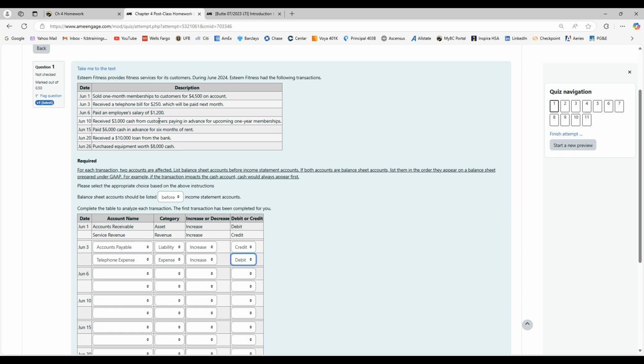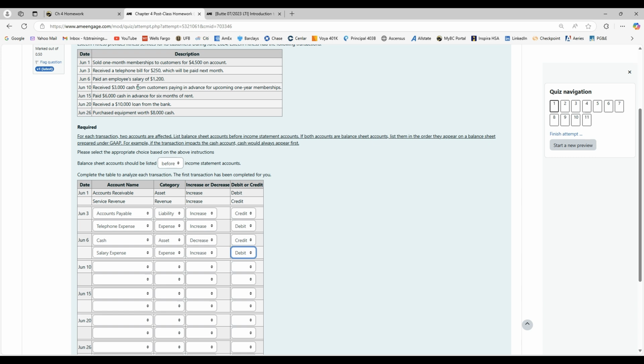Okay, June 6th, we paid an employee's salary of $1,200. So this one we do have cash transacting, because we're saying that we actually paid it now, as opposed to paid in the future. So we're going to decrease our cash, and to decrease cash, it is a credit. And then we are going to recognize salary expense, and similar to the transaction above, it's an expense. We're increasing that expense, and that's going to be listed with a debit.